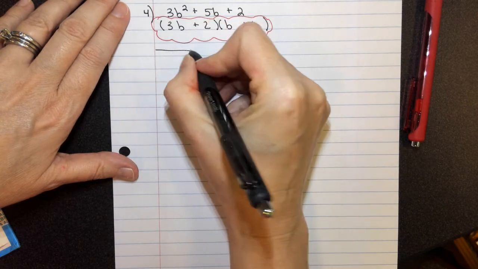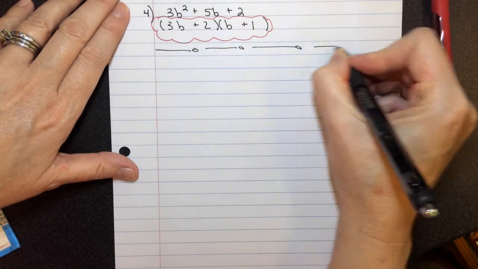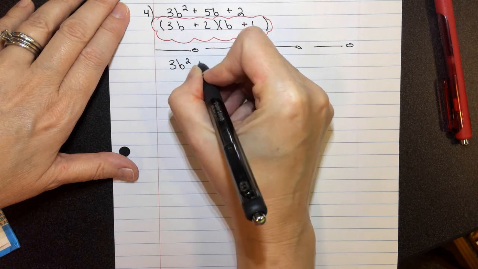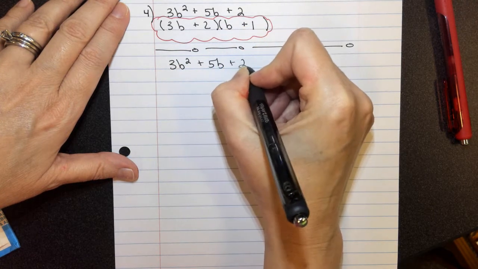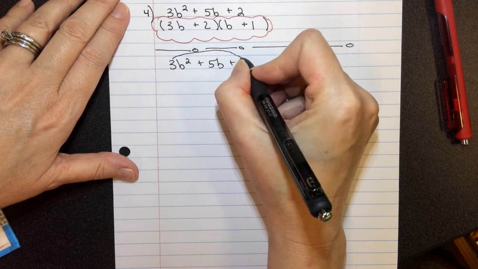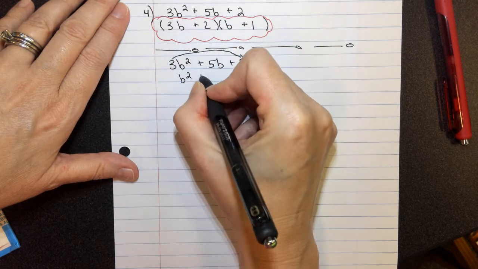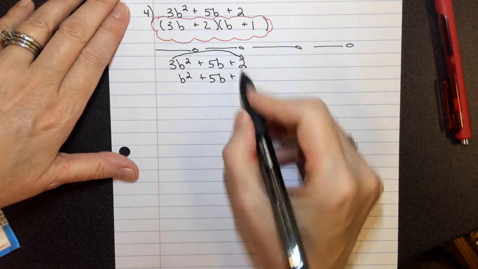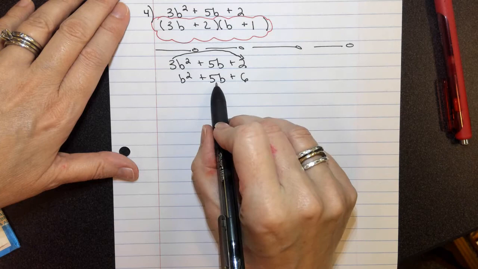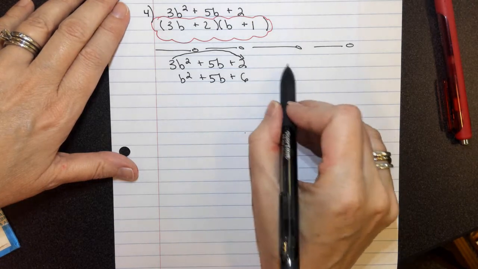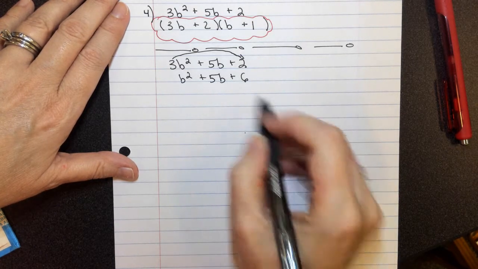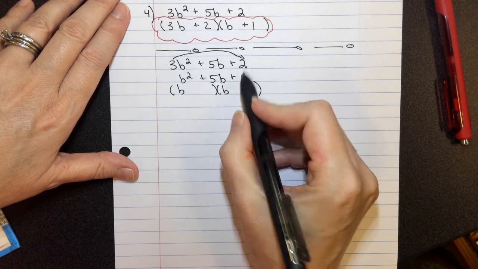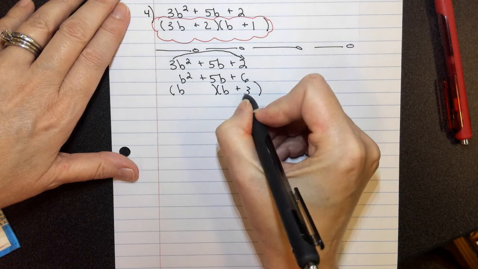Again, if you are not going to want to do that yet, that's okay. So I'm going to have 3b squared plus 5b plus 2. I'm going to multiply: b squared plus 5b plus 6. I need to multiply to 6 and add to 5. If you need to do it, little man over here, that is okay. Feel free. b times b is b squared. The 6 is going to be a positive 3 and a positive 2.